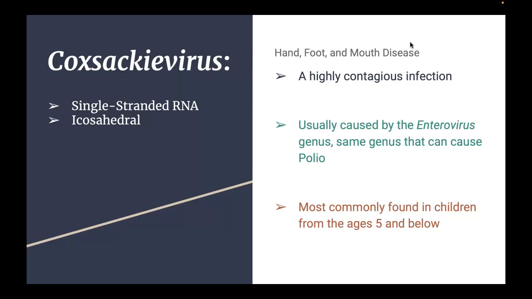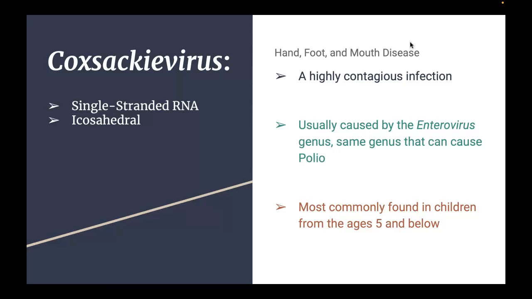Great name. It's a single-stranded RNA icosahedral virus. It is a highly contagious one. It is usually caused by the enterovirus genus, the same genus that can cause polio. It's most commonly found in children ages 5 and below, but it can happen to anyone. I can get it, you can get it, anyone can get it.